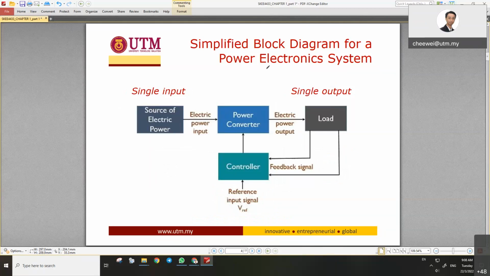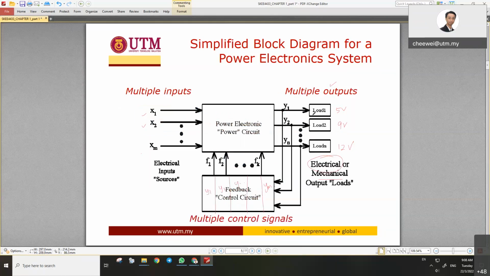So bear in mind that power electronics can be done to receive a single input and control a single output, as well as multiple inputs and multiple outputs with multiple control signals. It can be done.